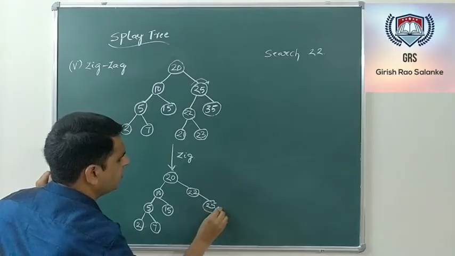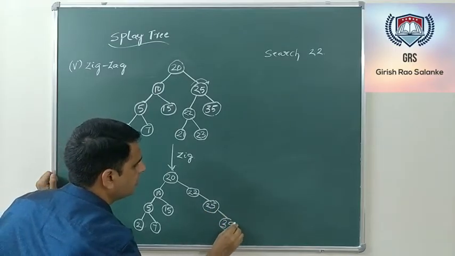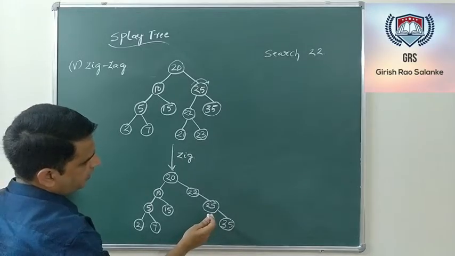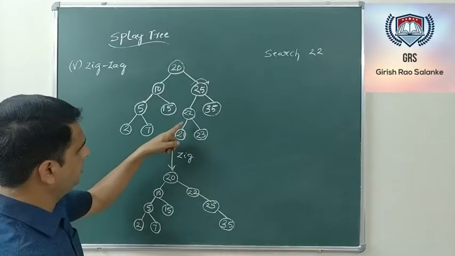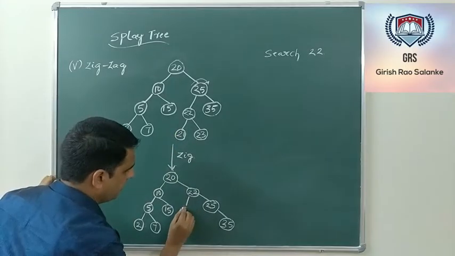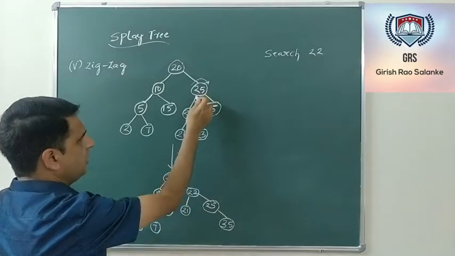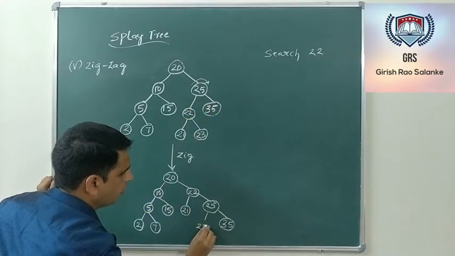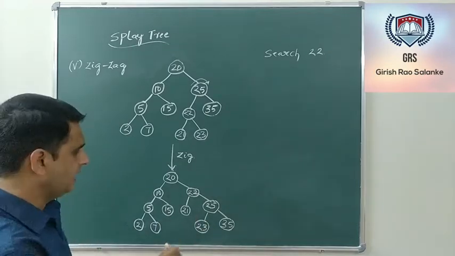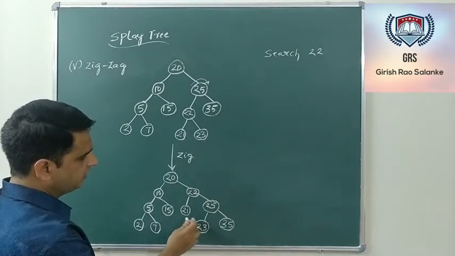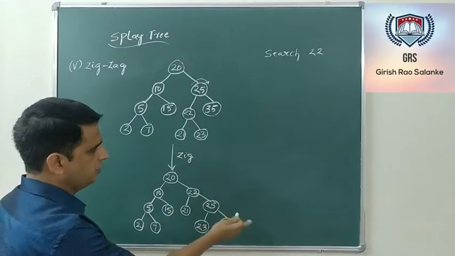25 will be the right child of 22, and 35 will be the right child of 25. Now the left of 22 is this 21 only. Now what about 23? 23 will become the left child of 25, because it has to be a binary search tree. I can't have this 23 to the right side of 21, because 23 is greater than 22, so it has to be on the right side.